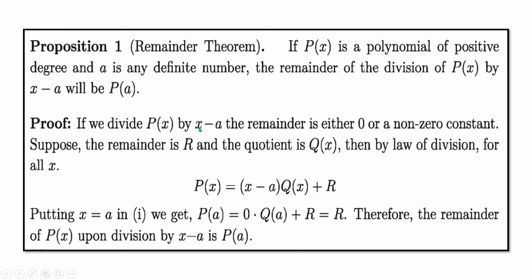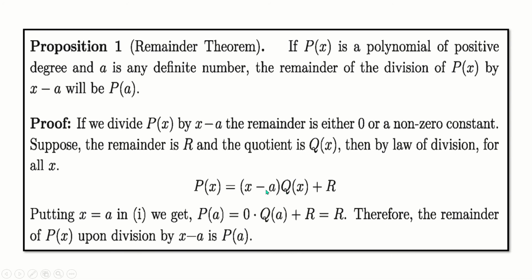Proof: if we divide this by x minus a, the remainder is either 0 or a non-zero constant. Suppose the remainder is r and the quotient is q of x. Then by the law of division, for all x, p of x is equal to divisor into quotient plus remainder.